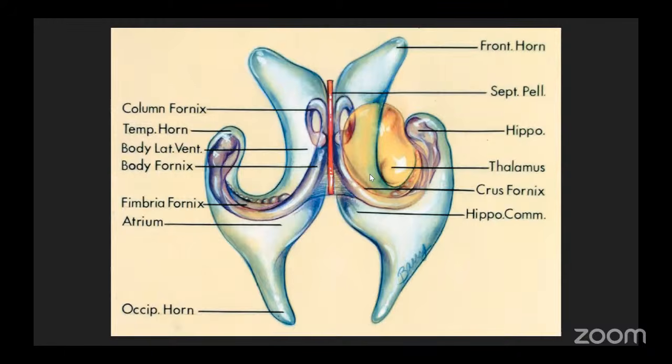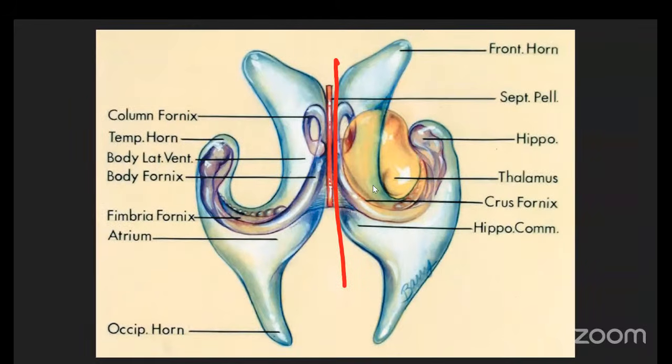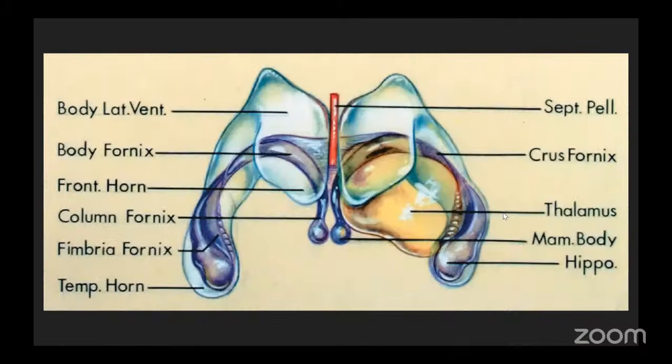Why is that important? Because if we make a section here, we are only going to find some portion of the column and the body. We will definitely not find the crus, and we will not find the fimbria. They will be more on the lateral side. Whereas if we make a cut here, we are only going to find the crus. So it's changing its orientation. I hope I have made myself clear. Let's move to another illustration.